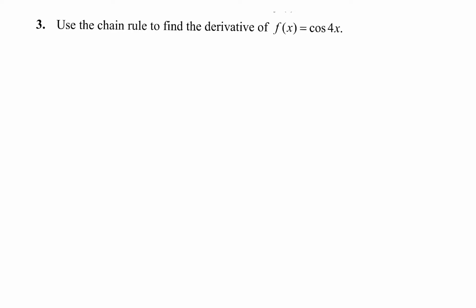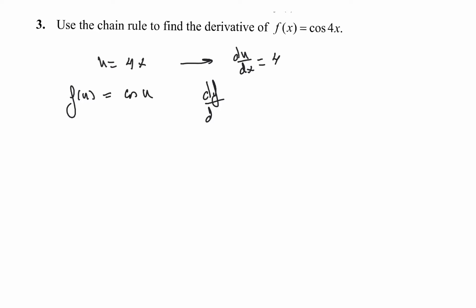This problem says, use the chain rule to find the derivative of cosine of 4x. So we name u as 4x. So we have f of u equal cosine of 4x, cosine of u. What is the derivative of u respect to the x? It is 4. What is the derivative of f respect to the u? The derivative of cosine is minus sine of u.